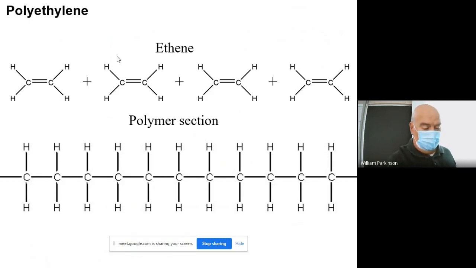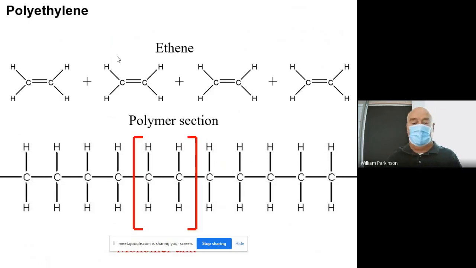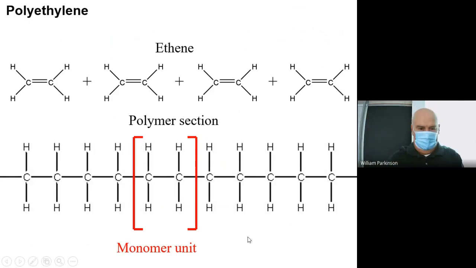Now, if I also show this other slide, let me show the monomeric unit. One section of this would be, as you see here, why didn't I do this before? Let me turn off or hide the little button thing. Okay, so the monomer unit would be just this individual. This would be the ethene with its double bond open. That's the monomeric unit of this particular polymer.